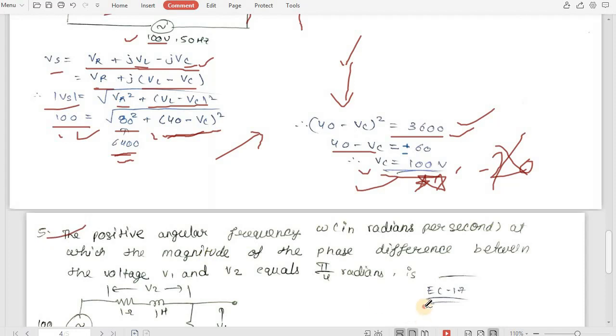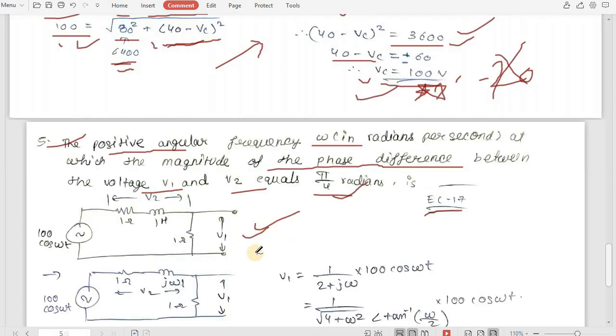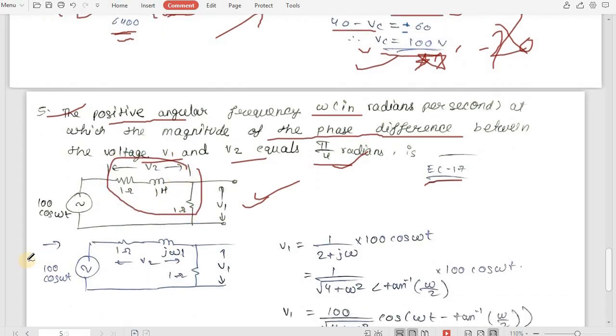This sum is from AC 2017. The question is: the positive angular frequency omega in radians per second at which the magnitude of the phase difference between the voltage V1 and V2 equals pi by 4 radians. So here we have to calculate omega, and we are given that the angle between V1 and V2 is pi by 4. Here also we will use the same procedure: first we convert all the elements into their reactance form. So we will get this circuit.